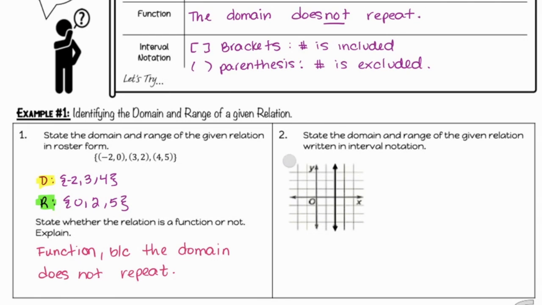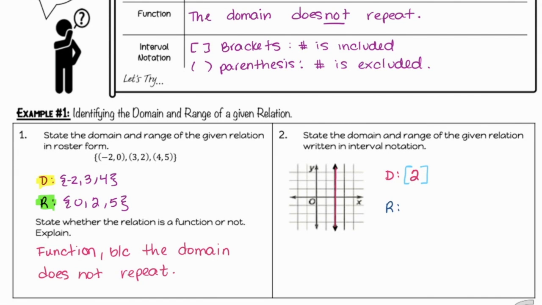For number 2, state the domain and range of the given relation written in interval notation. First thing I want to identify is my function. I'm going to focus on it. Here I see a vertical line. This is not a function, so let me correct myself. I have a graph. So the domain of this graph, what are all possible X values I could have? I only see one possible X value, and that is the number 2. But using interval notation, we have to use brackets or parentheses. Brackets mean that the number is included. So that's how I will represent my domain. A little bit weird looking.